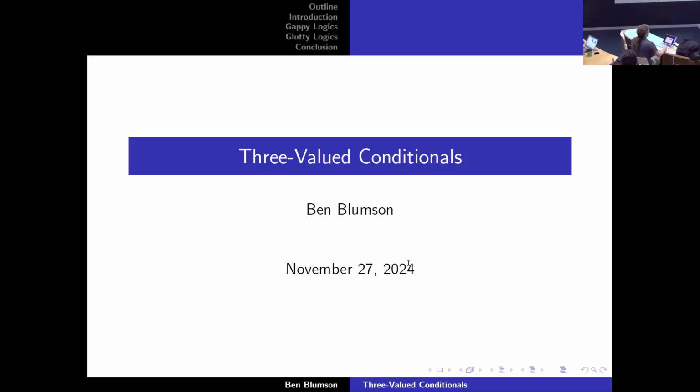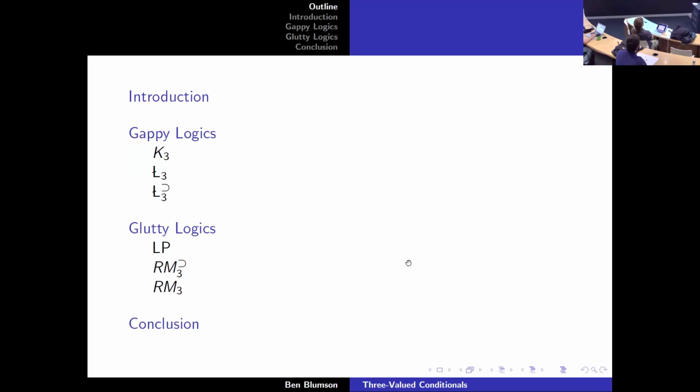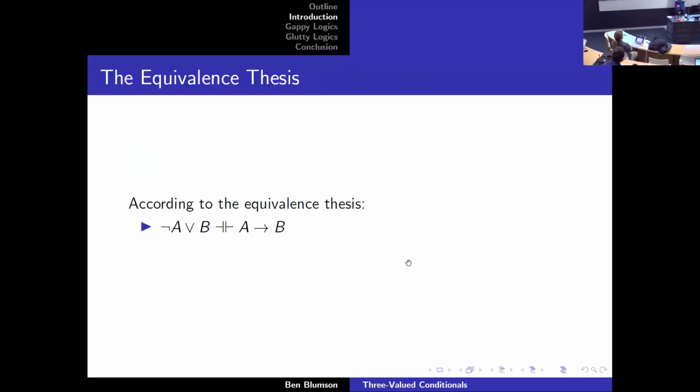The talk is called three-valued conditionals, and that's because that's what it's about. So, as we all know, according to the equivalence thesis, a conditional if A then B is equivalent to the disjunction not A or B. So if it's raining, then it's cloudy. It's the same as it's not raining or it's cloudy.